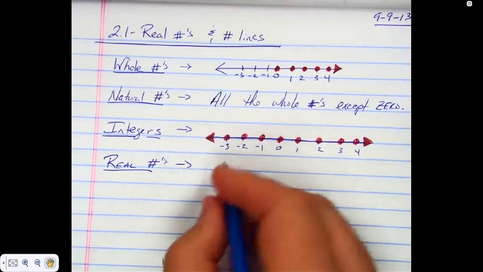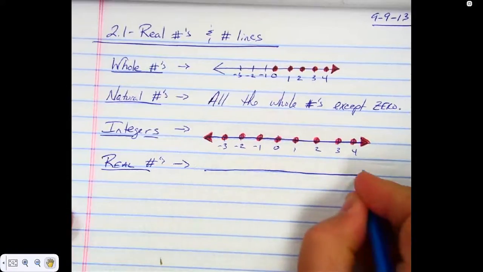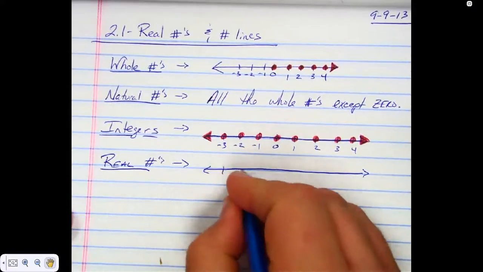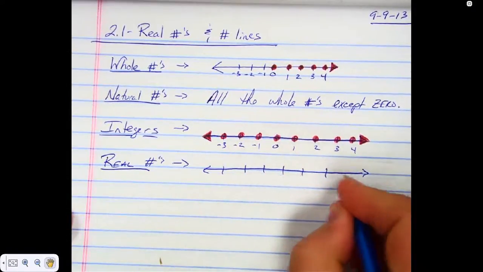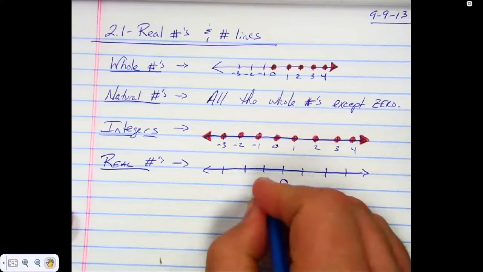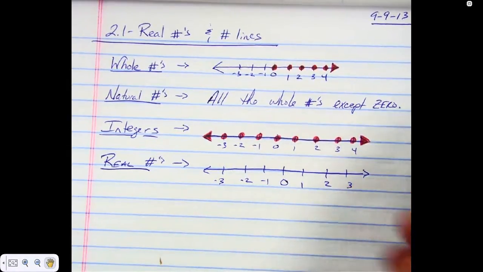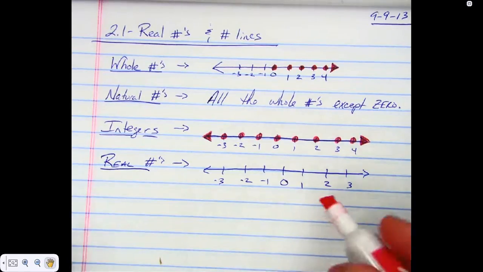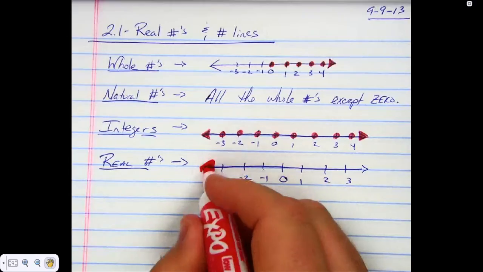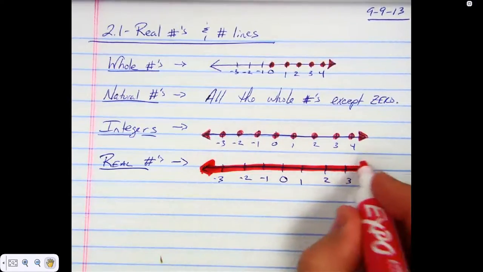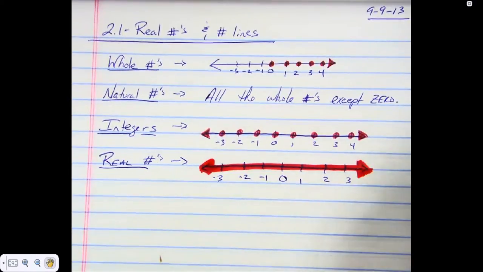Real numbers. Does anybody know what the real numbers are? They're the integers and all the numbers in between. So they're all those, aren't they?